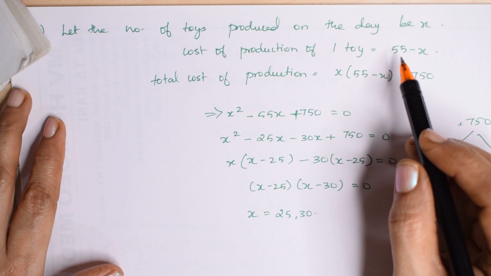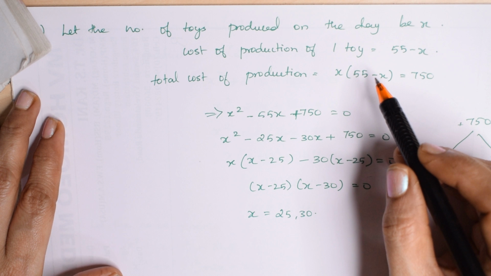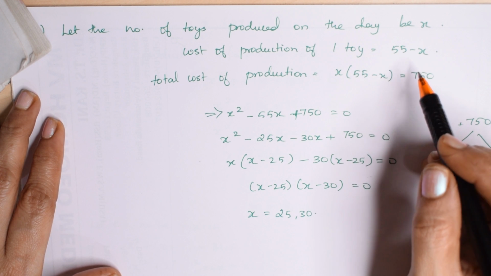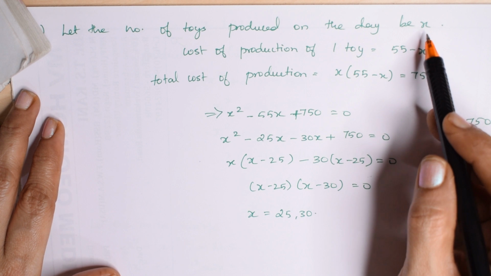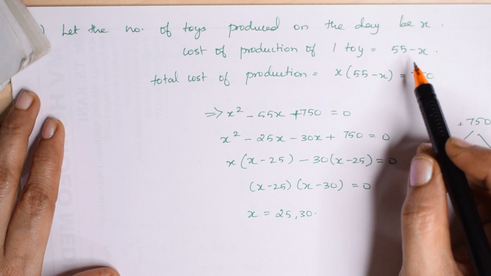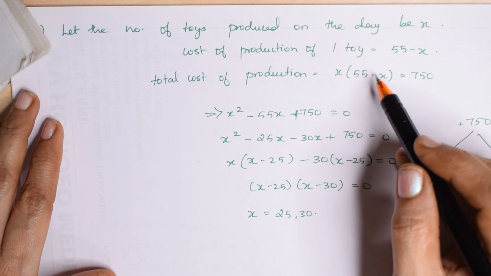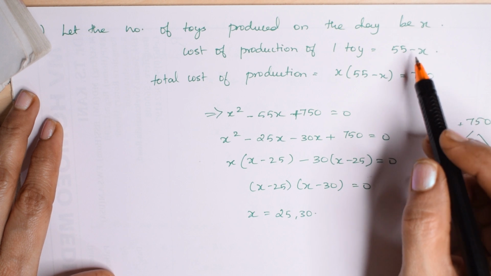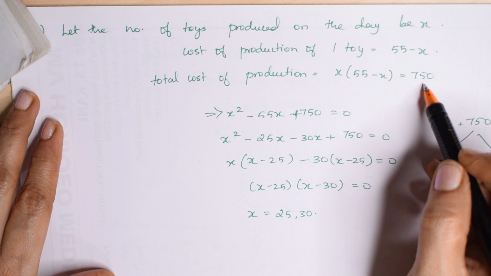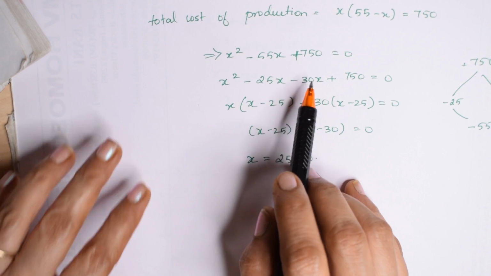The cost of making one toy in rupees was found to be 55 minus the number of toys produced in the day. So the cost of production of one toy is 55 minus x. The total cost of the production is equal to 750. So we have to multiply x into 55 minus x. When I multiply, I get this equation. Now I am forming the quadratic equation.